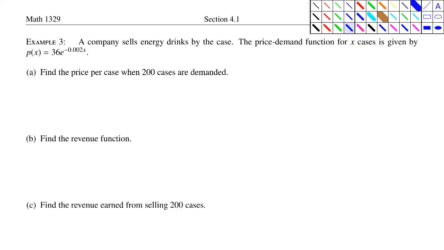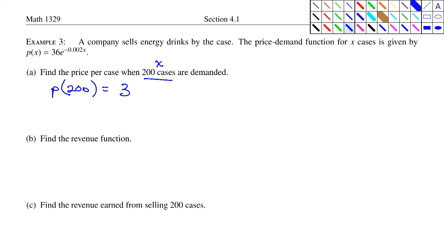Let's look at example number 3. A company sells energy drinks by the case. The price demand function for x cases is given by P of x is equal to 36 times e raised to the negative 0.002x power. Question A. Find the price per case when 200 cases are demanded. So 200 cases, that's the x. So we want P of 200.